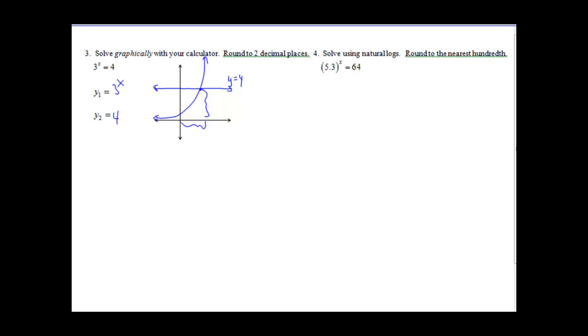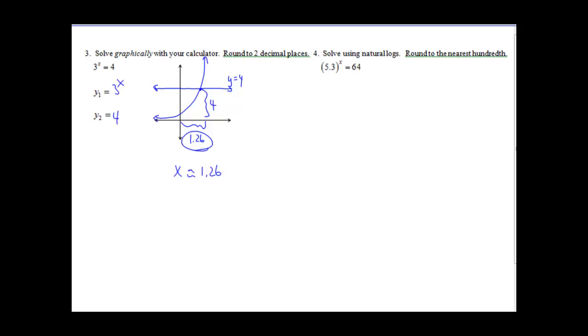If we hit calculate, intersect, you'll see that that x value is 1.26 and the y value is 4. We're interested in the x, so x is approximately 1.26. The other way of doing it, the natural log way, is kind of the same problem.